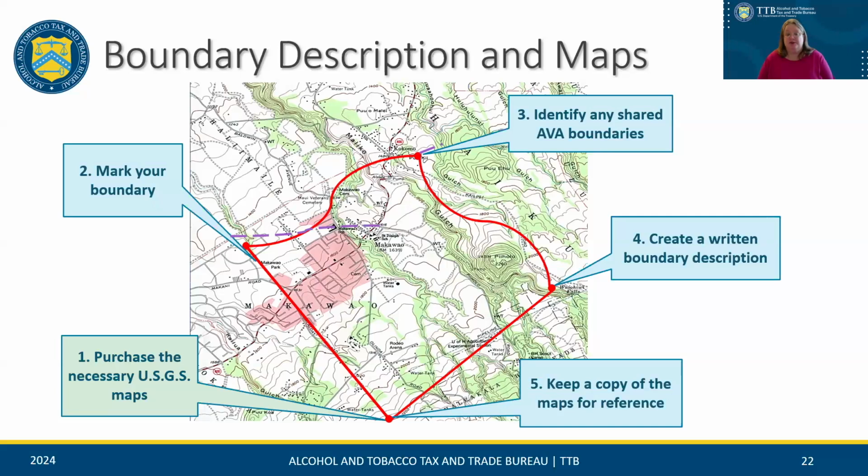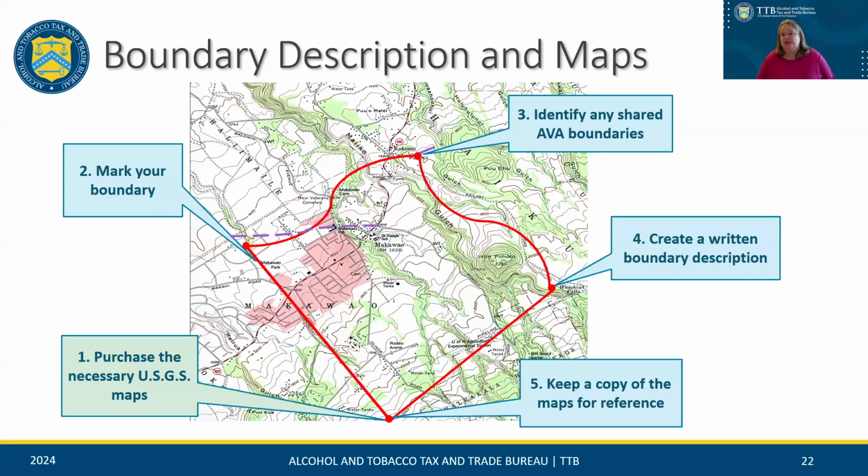Next, you will need to mark your boundary. And again, it's best to use colored pencil in case we need to make changes during the rulemaking process. We'll need to use features that are clearly shown on the maps, such as elevation contours, marked elevation points, roads, creeks, rivers, lakes, state boundaries, things of that nature. You can also use imaginary lines that are drawn between two features that are marked on the map. So for instance, you can draw a straight line between a marked mountaintop and the intersection of two roads. That's fine.